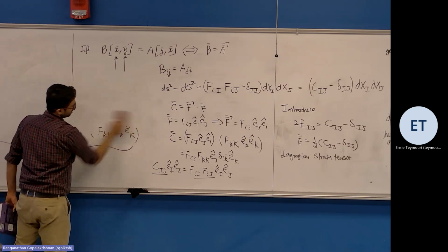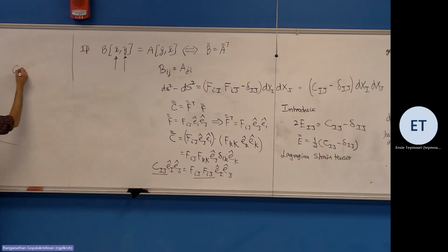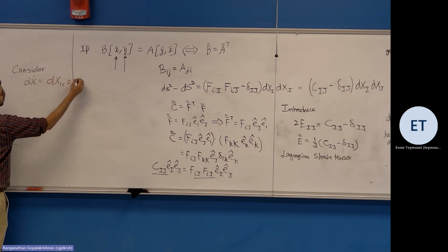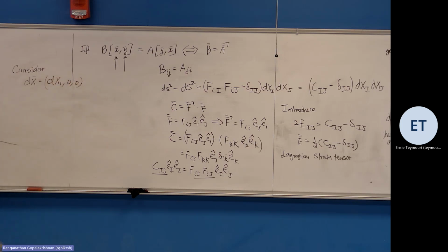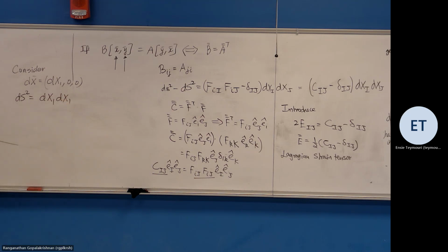Okay. So now physical interpretation. Consider dx equal to (dx1, 0, 0). What does that mean? We have an element which is oriented along axis 1, to keep it simple. So then ds squared will only be dx1 dx1.